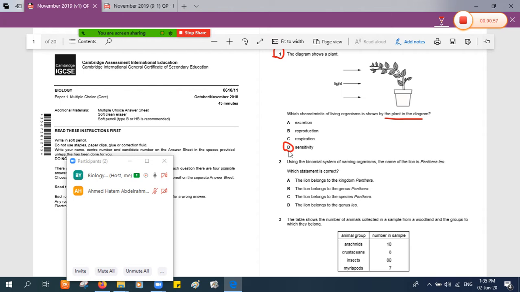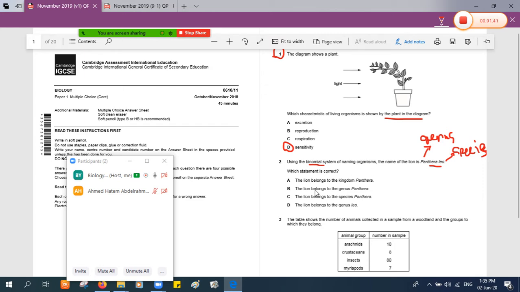Okay, for question number 2. Using the binomial system of naming organisms, the name of the lion is Panthera leo. Okay, let's remember what is the binomial system. The binomial system consisting of genus and species. Okay, so Panthera leo, Panthera for genus, leo for species.